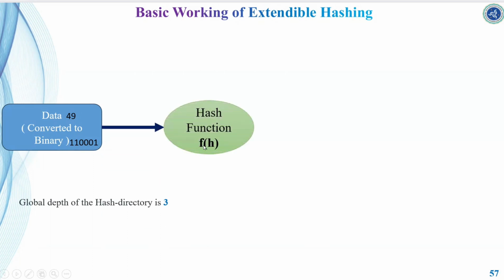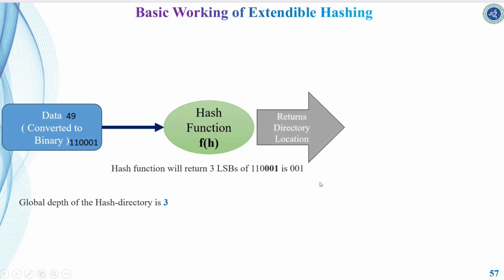So here the hash function f of x we are considering is that we have to take the last 3 bits. That is the three least significant bits. Okay. The hash function will return the 3 LSBs of 110001, that is 001. So this is the value. Okay. Now we need to navigate to the bucket, and the directory ID is 001. So the directory location we have found is 001.